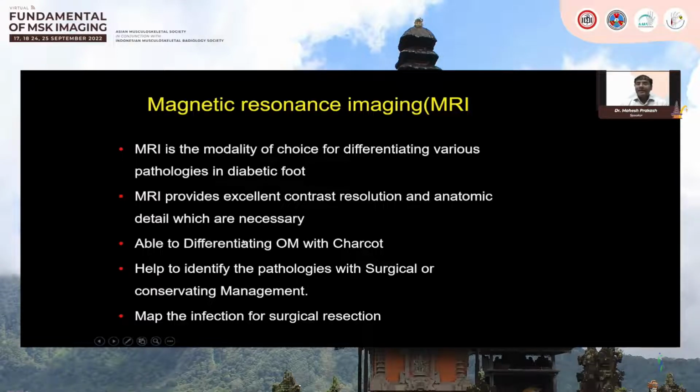MRI can differentiate osteomyelitis from Charcot joint, two pathologies that are quite important to differentiate because the management differs between them. It also helps to identify pathology which requires surgical management or conservative management. And also, we need to map the infections for surgical resections.